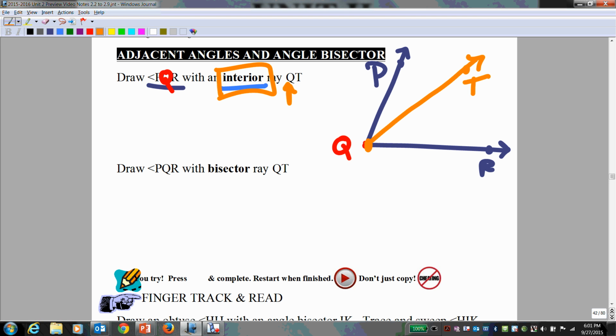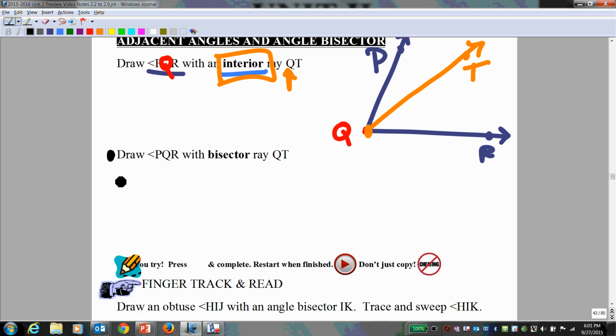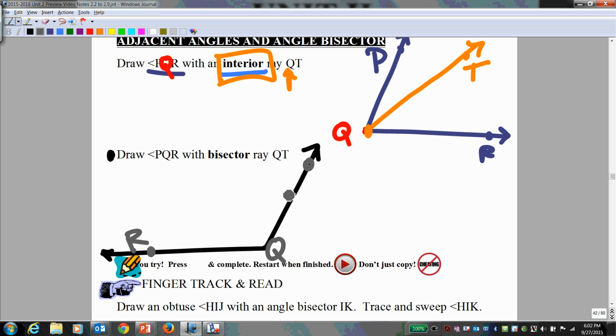On that note, I'd like you to take a shot at drawing this. I'll give you 10 seconds. Once again, I don't tell you whether or not it's obtuse or acute. It doesn't matter. It's PQR again. Q is the hinge, P, Q, and R.